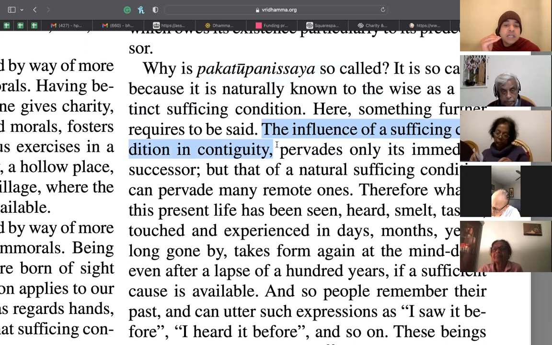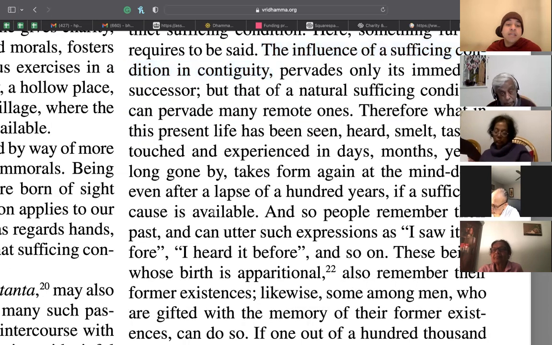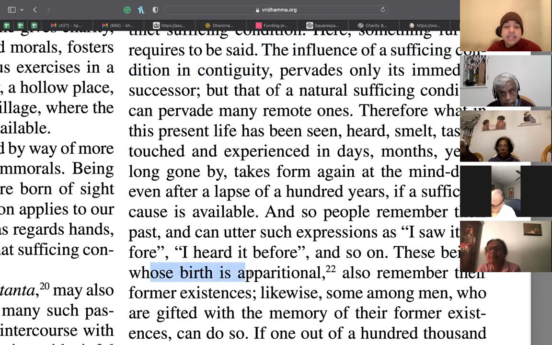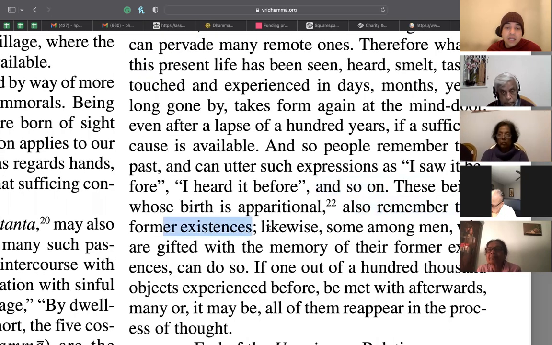Therefore, what in this present life has been seen, heard, smelled, tasted, touched, and experienced in days, months, years, long gone by, takes form again at the mind door, even after a lapse of 100 years, if a sufficient cause is available. And so, people remember their past and can utter such expressions as, I saw it before, I heard it before, and so on. These beings whose birth is apparitional also remember their former existences. Likewise, some among men who are gifted with the memory of their former existences can do so.